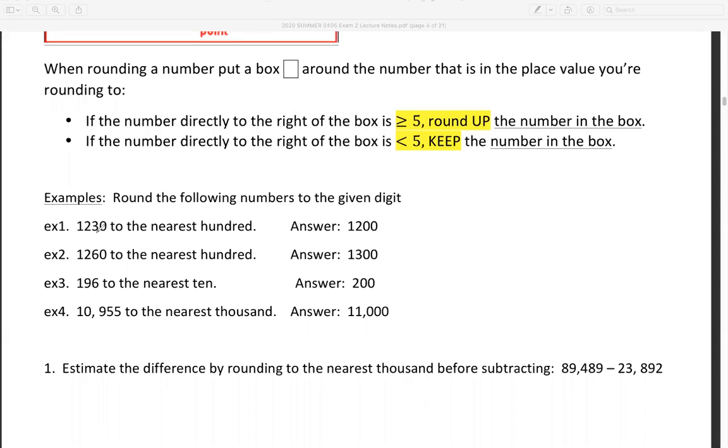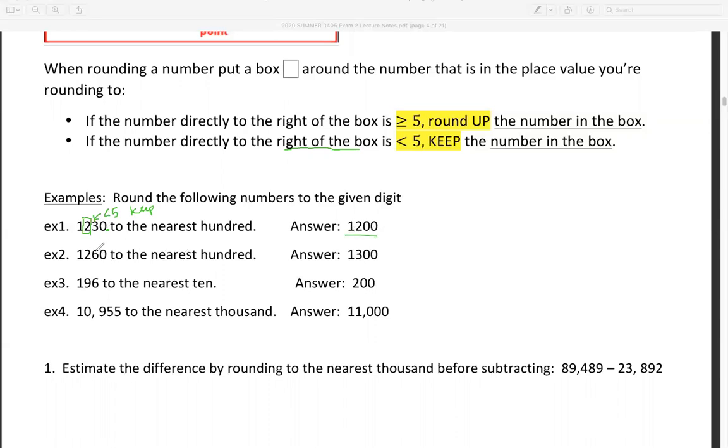So this one, 1,230, we're rounding to the nearest 100. Now the decimal is understood to be at the end of the number if you don't see it. Then we would have our ones, tens, hundreds, thousands. The 2 is in the hundreds place. So the number to the right is 3. That is less than 5. So you're going to keep the number in the box. So we'll keep the 2, and then you just put a 0 where the other numbers are. So 1,230 rounded to the nearest 100 would be 1,200, not 1,300.